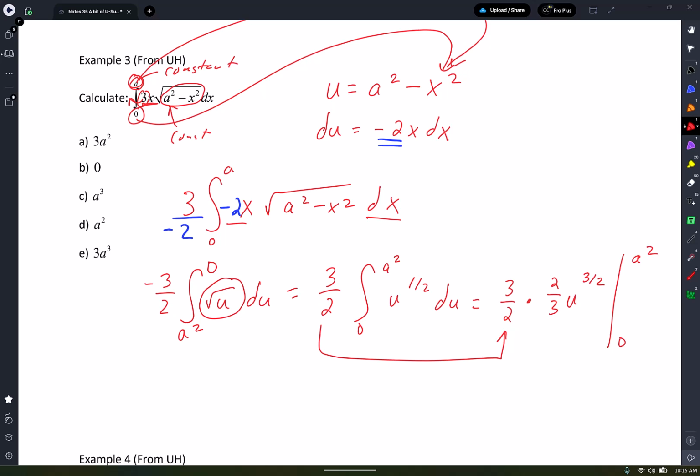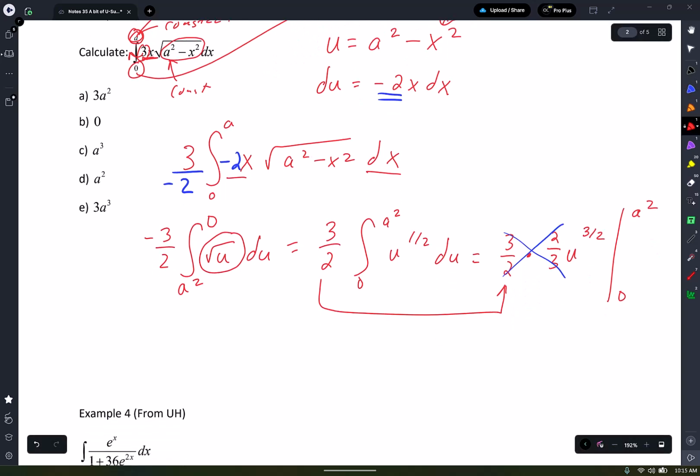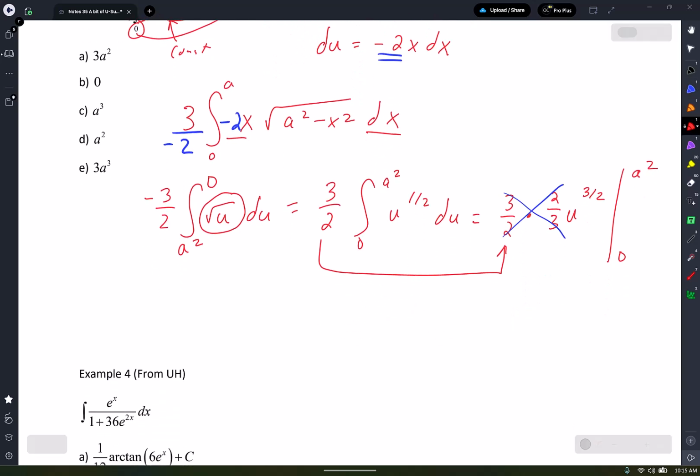Notice. Bam, bam. Do you guys notice that? All right, here we go. I'm just doing upper minus lower. I guess you don't really care about the 0 because 0 to anything is 0. So I'm going to have a squared raised to the power 3 halves. Chop, how do we do that? We'll figure it out right now. 0 to the power 3 halves.